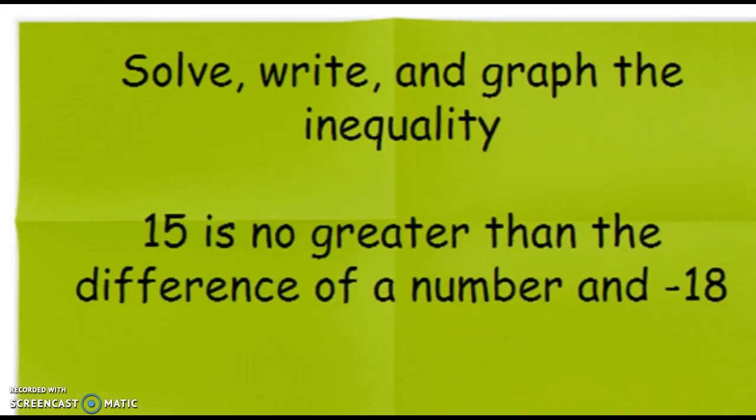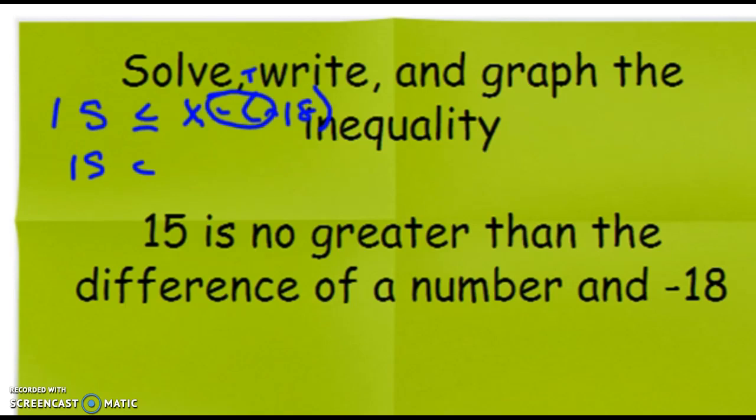Next one says to solve and graph. So it says 15 is no greater than, so that's a less than or equal to sign, than the difference of a number and negative 18. We know two minuses together is a positive, so if I rewrite this, I'm going to have 15 is less than or equal to x plus 18. Then I subtract 18 on both sides. So I'm going to have negative 3 is less than or equal to x.